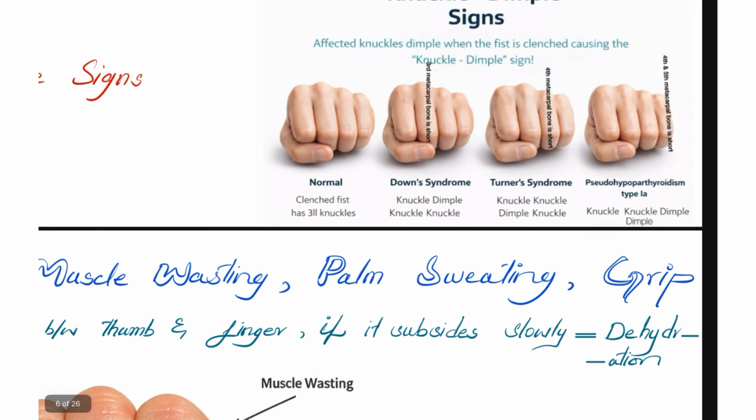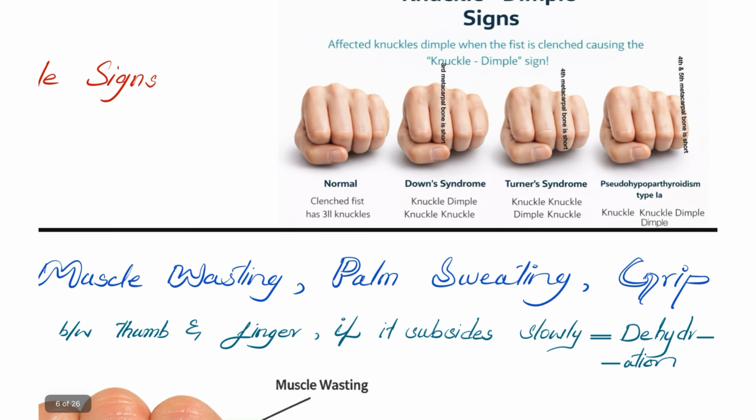For example, if the fist is normal, you will see there are four knuckles. But in Down syndrome, the third metacarpal bone is short, so you will see knuckle, then there is a dimple, and knuckle and knuckle. Then in Turner syndrome, the fourth metacarpal bone is short, you will see knuckle and again the third knuckle, and then dimple and then again knuckle.